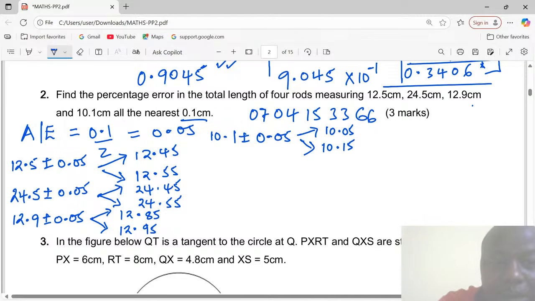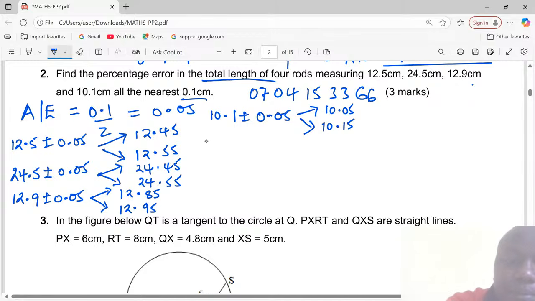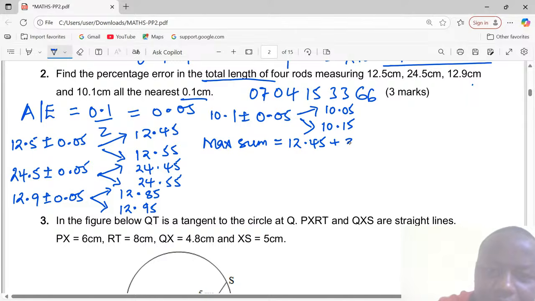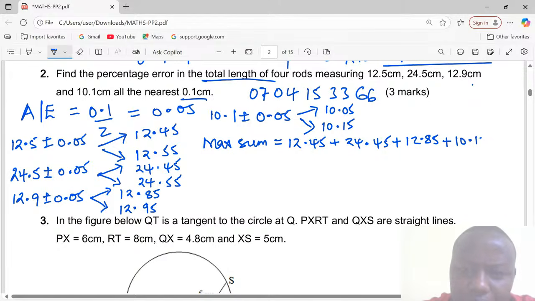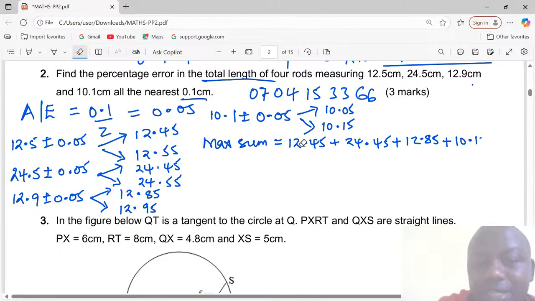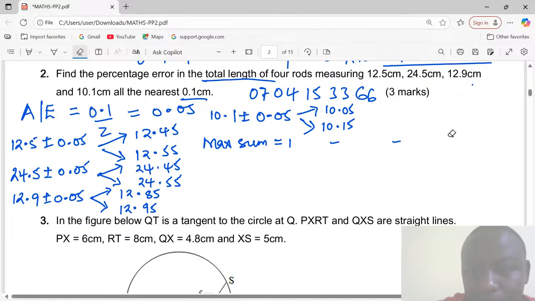Now we can get maximum sum. Find the error in the total length, so in the addition. Maximum sum shall be found when we add the upper limits of the four rods. I'm on the upper limits, sorry. Upper limits. Sorry for that slight mistake. We use the upper limits of each dimension for us to get maximum sum.